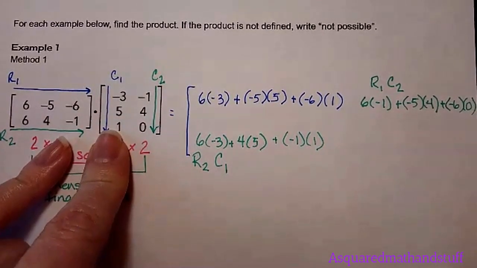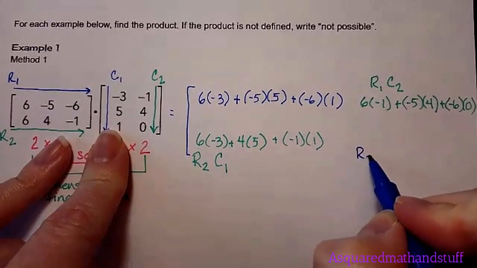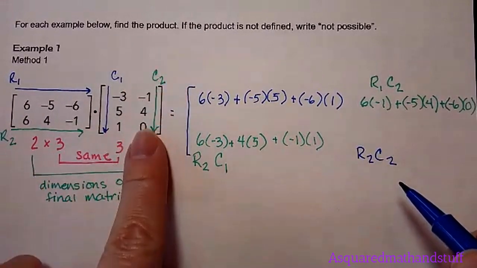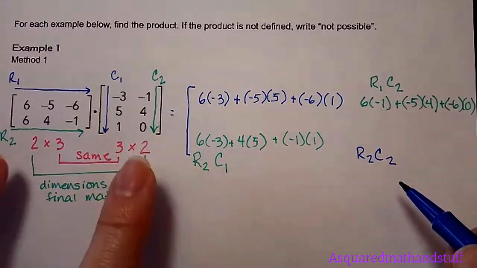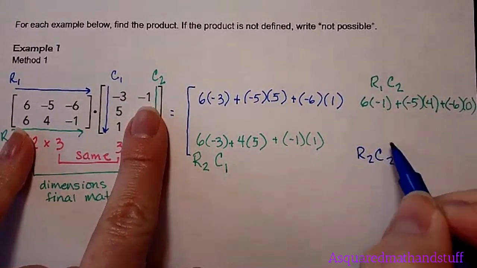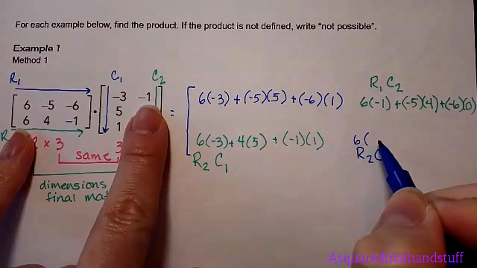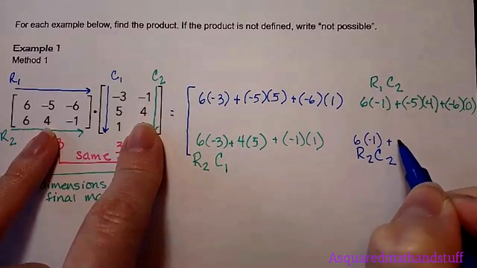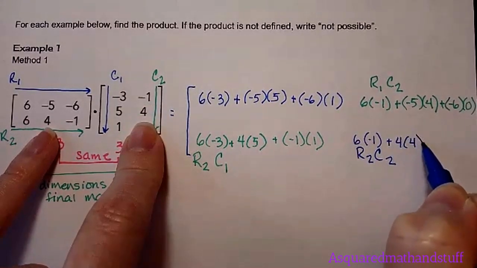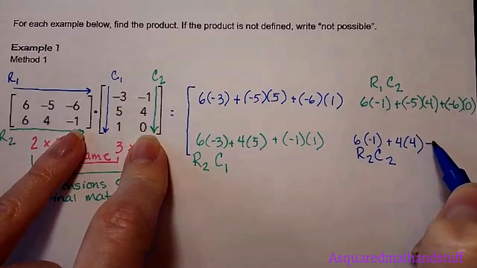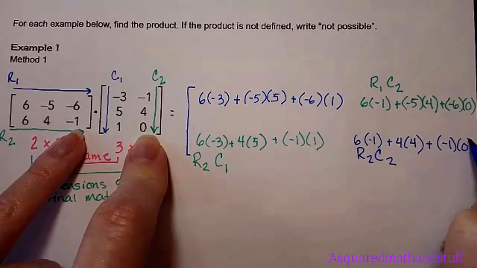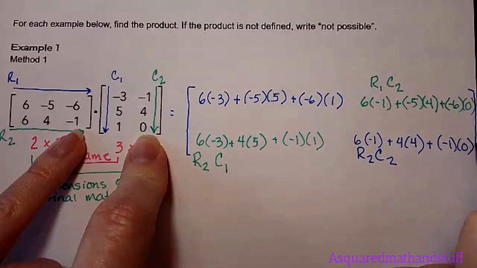Let's go to row 2, column 2. So focusing on row 2, then go down column 2. So I will have 6 times a -1 plus 4 times 4, and finally plus -1 times 0, and close off this matrix.